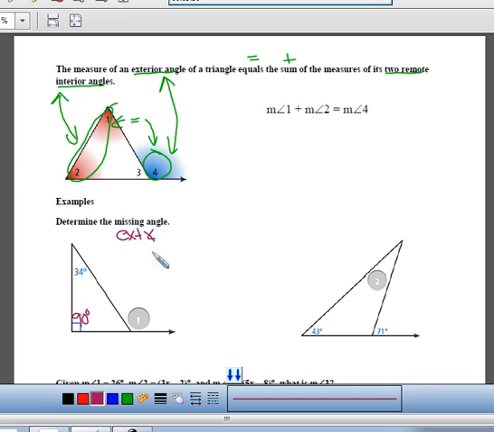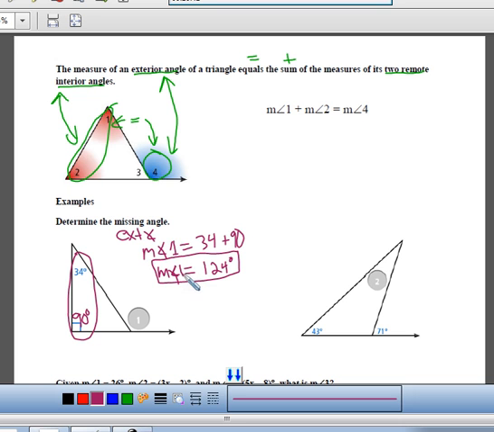So remember, this exterior angle, the measure of angle 1, is equal to the sum of the two remote interior angles, so that's these two here. So equals 34 plus 90. Well, 34 plus 90, either get a calculator or do it in your head. That is equal to 124 degrees. So there's our answer.